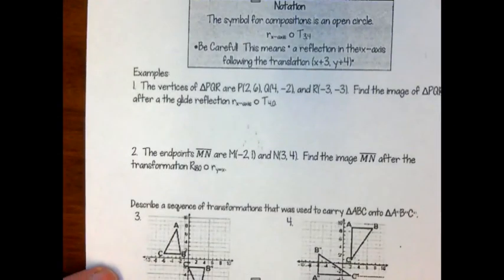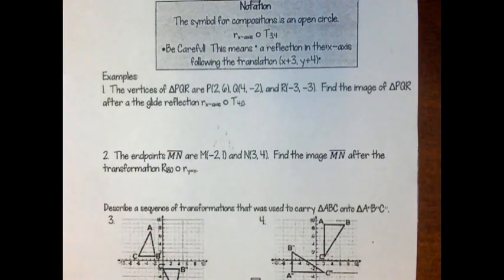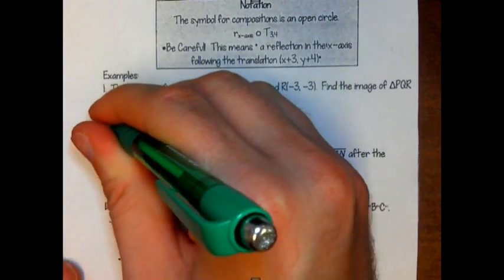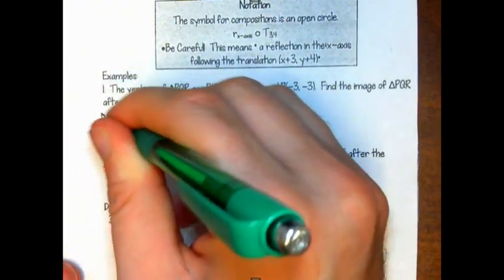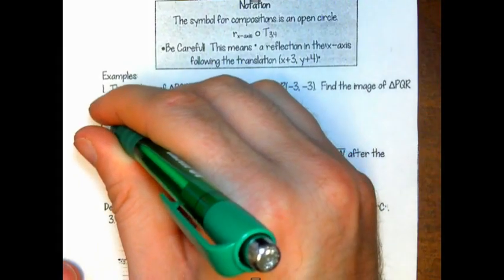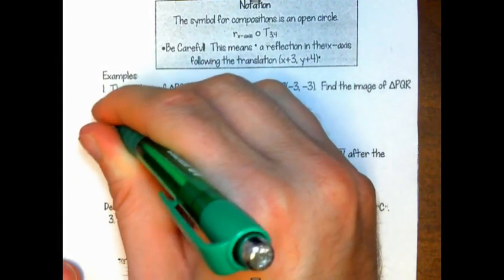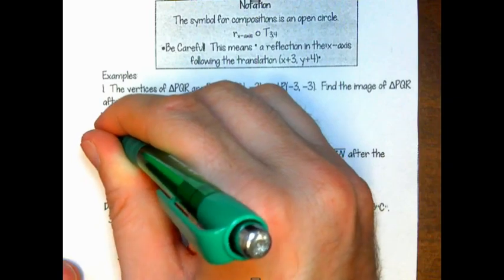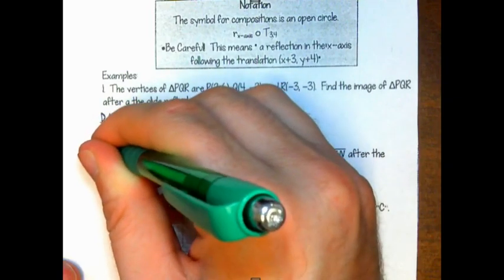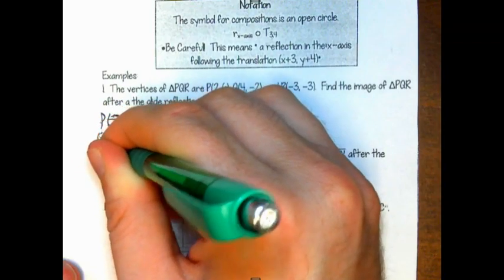Okay, let's look at an example here. The vertices of triangle PQR are given here. Find the image of triangle PQR after a glide reflection, reflection across the x-axis, and a translation +4 on the x, 0 on the y. So we start by listing our original points, P, Q, R. So P is at (2, 6). Q is (4, -2). R is (-3, -3).